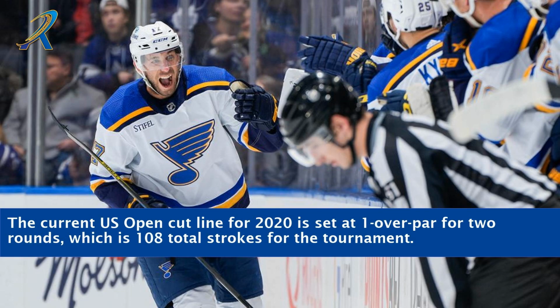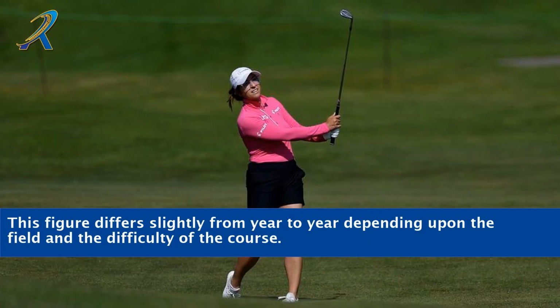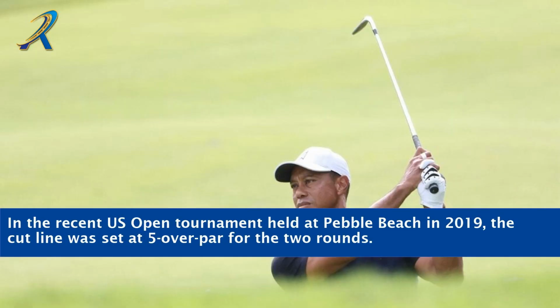The current US Open cut line for 2020 is set at 1/par for 2 rounds, which is 108 total strokes for the tournament. This figure differs slightly from year to year depending upon the field and the difficulty of the course. In the recent US Open tournament held at Pebble Beach in 2019, the cut line was set at 5/par for the 2 rounds.